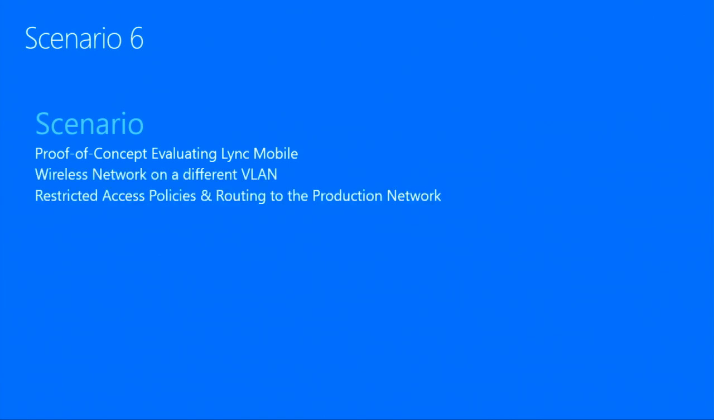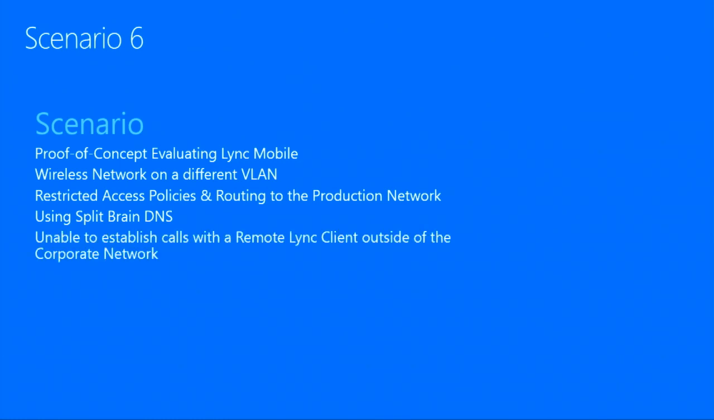It was a proof of concept to test out Lync mobile. It was a wireless network on a different VLAN. I believe a lot of customers or partners outside will eventually have such a scenario where your mobile sits outside of the normal production VLAN. And because this is a POC environment, the VLAN is restricted using split brain DNS. The problem that we were facing was that users from within the corporate network behind the firewall were unable to make calls to users sitting outside of the corporate network, for example, from home. Okay?